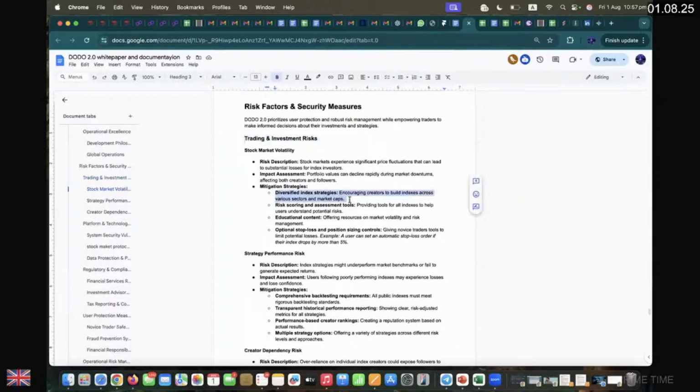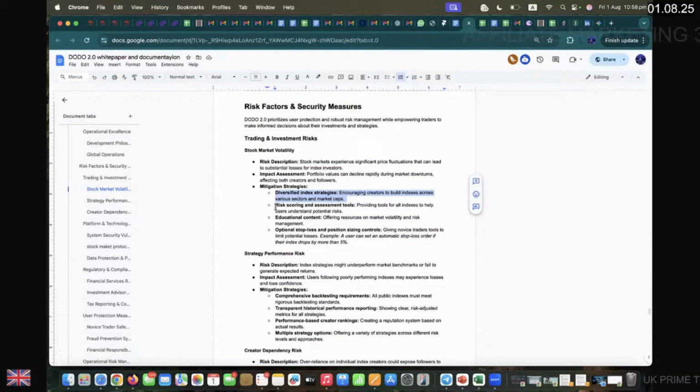Diversified index strategies. We will be encouraging creators to build indices across various sectors and market caps. That will reduce the challenges and that will reduce the risks in a very big way.